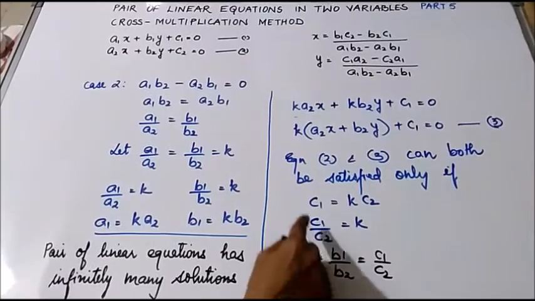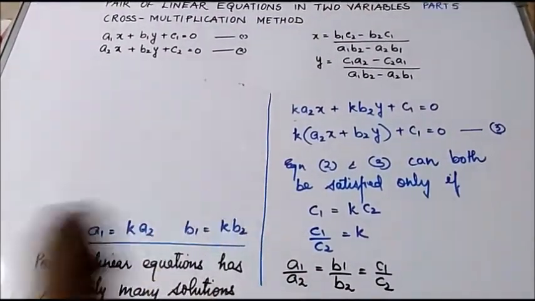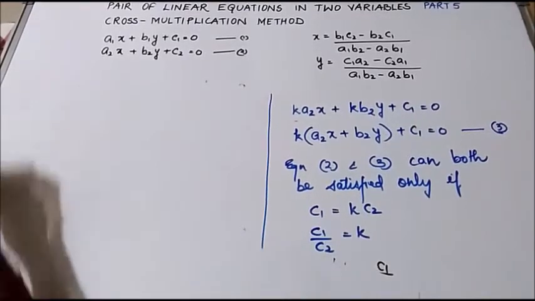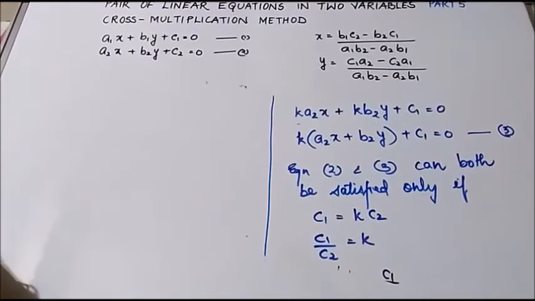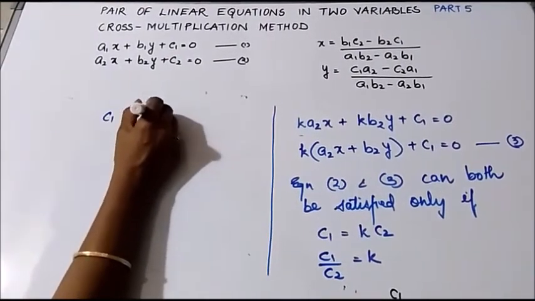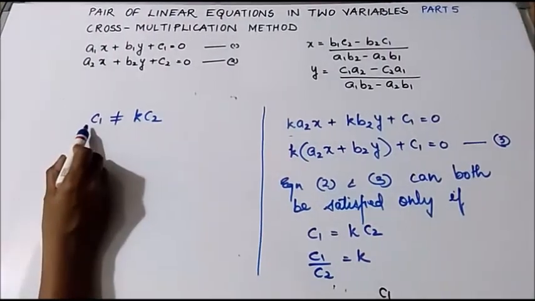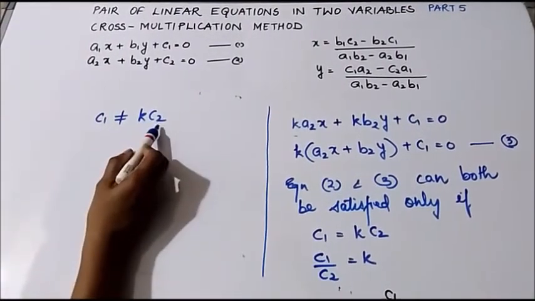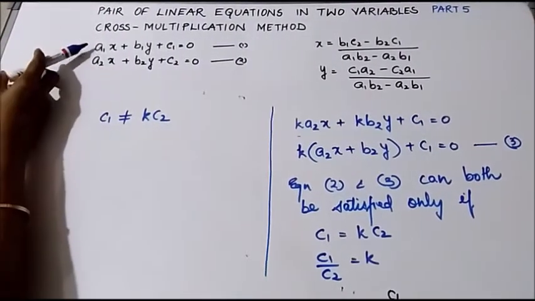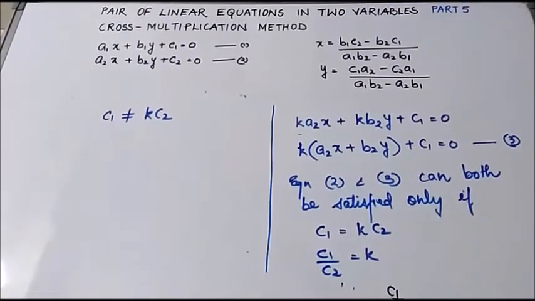Now here we have taken C1 is equal to KC2. But what happens if C1 is not equal to KC2? In this condition, if C1 is not equal to KC2, then any solution of equation 1 will not satisfy equation 2 and vice versa.